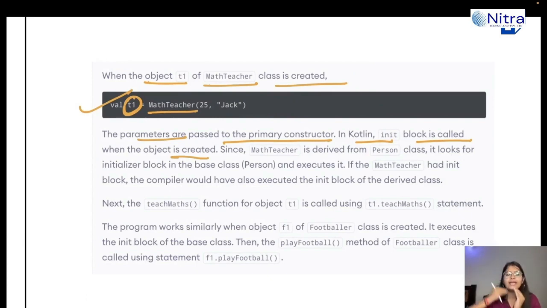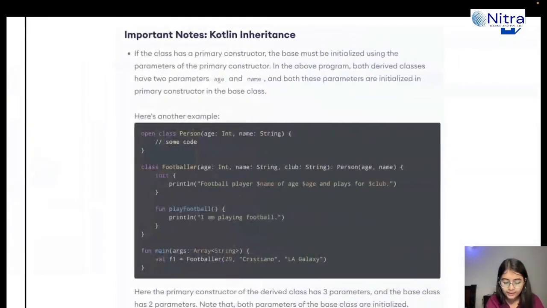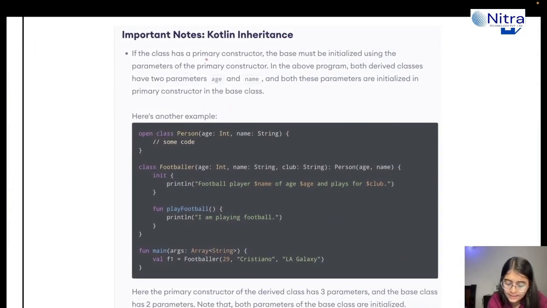It's just that you should know the theory part of it, right? If we are performing inheritance, then what is the order of calling which function when? If the init block is in the parent class as well as in the derived class, then the init block of the parent class will be executed first, and after that the init block of the derived class will be executed, right? Important note for Kotlin inheritance: if the class has a primary constructor, the base must be initialized using the parameters of the primary constructor.